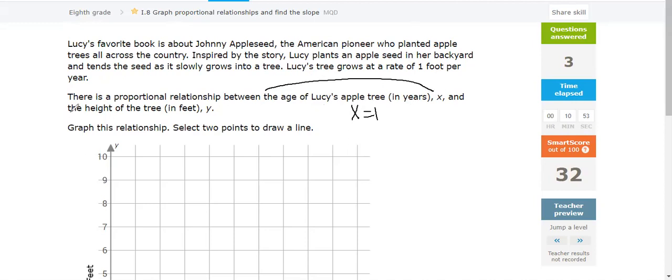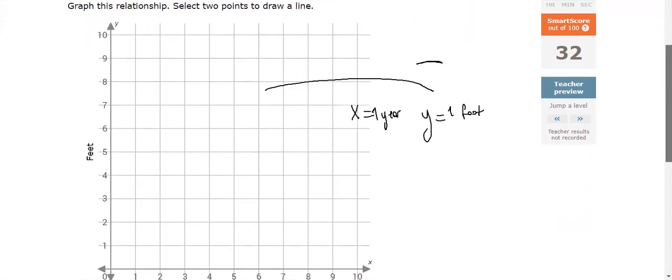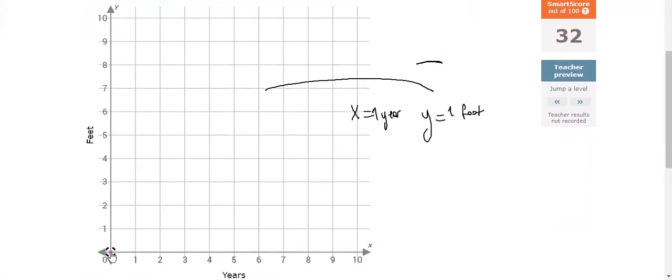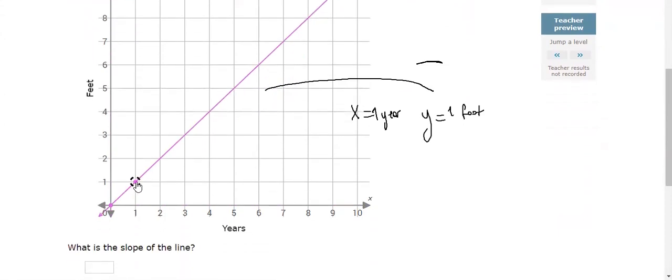And what is Y? The height of the tree. So Lucy's tree grows at the rate of 1 foot. You see, 1 foot is going to be Y. So X is going to be 1 year, and Y is going to be 1 foot. And now let's use this information to draw our graph. First of all, it's going to pass through 0, 0. So you see X for years and Y for feet. So 1 year, 1 foot. This is going to be a point on the graph.